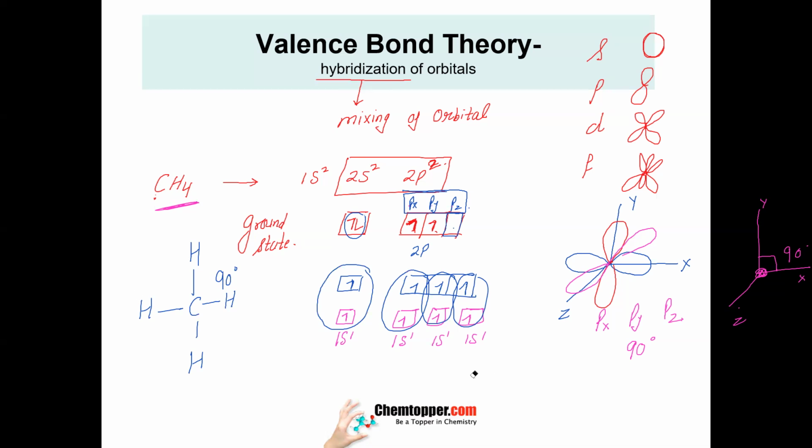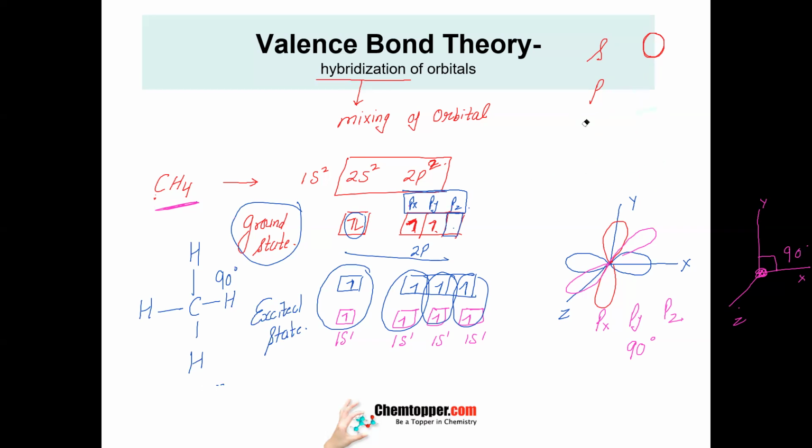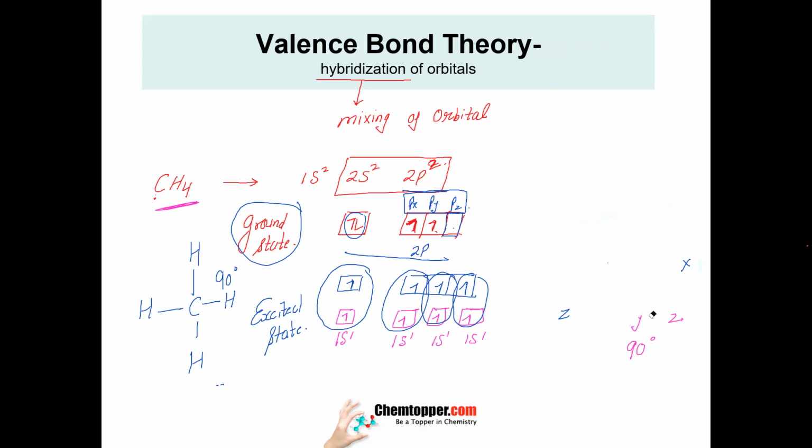Now let's try to understand this. I'm going to erase this. I hope this is clear. Ground state and excited state. This is ground state. Then one electron jumps and then carbon becomes excited. Now this is excited state. Then the angle expected in CH4 is 90 degree because the p orbitals which are involved, they are 90 degree to each other. Okay.